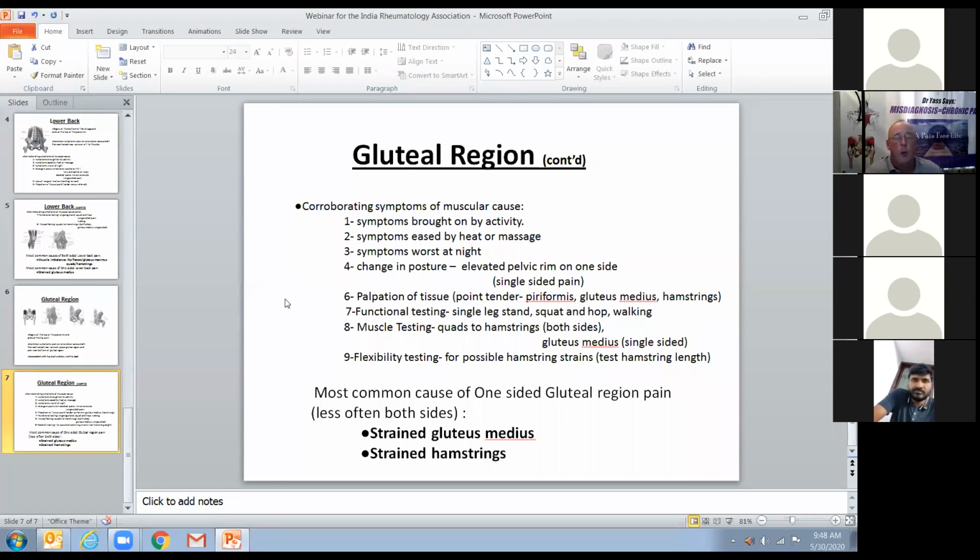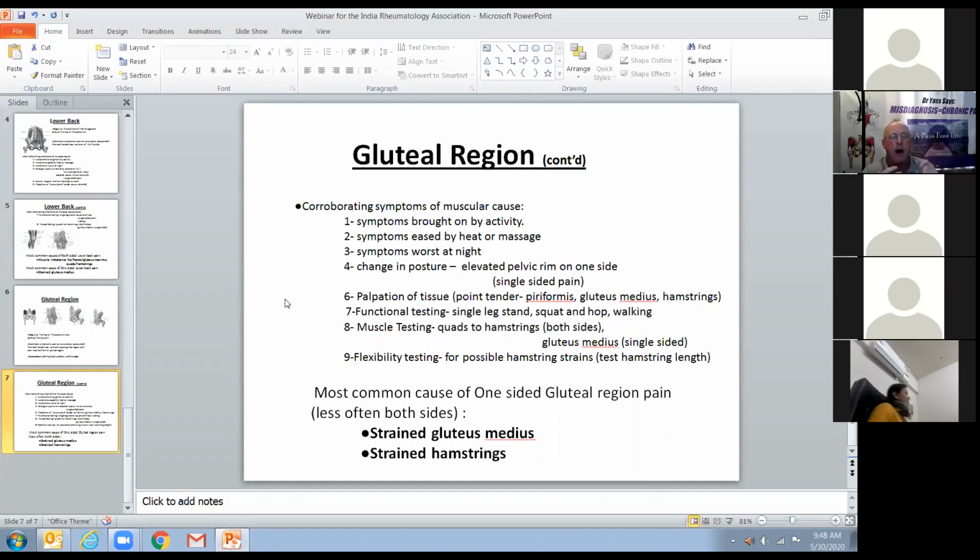We're going to see in walking, is there some sort of change in the step length or the cadence? Someone who's having pain on the left side is going to try to get off that foot very quickly. So the time that they spend on that foot is going to be shortened. So the step length on the right side, if it's a left side pain, is going to be shortened. So if we see a change in cadence or step length, that is going to be a factor. Single leg stand, squat, and hop, same thing. Testing, muscle testing, and then finally flexibility testing.